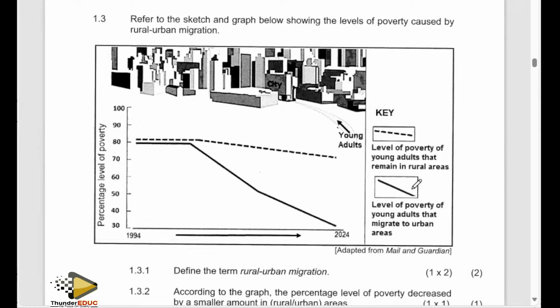If you check on this graph here, starting from 1994 to 2024, it has percentage level of poverty, which means these readings are representing the percentage level of poverty. And we also have these indicators of the two graphs. The broken line represents the level of poverty of young adults that remain in rural areas, those that choose to remain in the rural areas, and then the solid line is showing the level of poverty for young adults that migrate to urban areas.